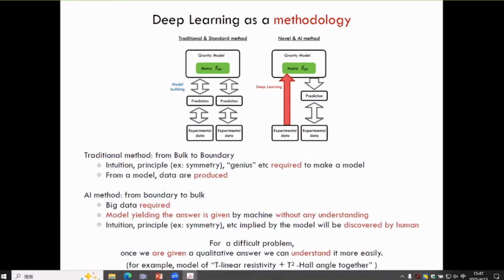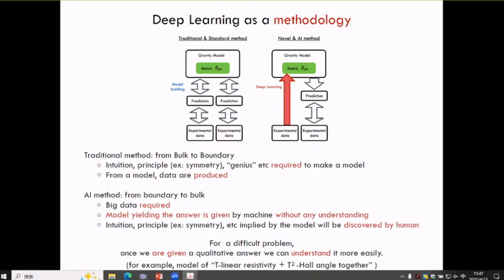Okay, so with this traditional method, in order to study this, we need intuition or some principle to make a good model here. So sometimes we need a genius to think about a very, very good model. However, with this AI method, we don't need a genius. We need a good machine. The machine will give us a model, and we just use that model to understand the physics. And if it works, then we try to understand what happens.